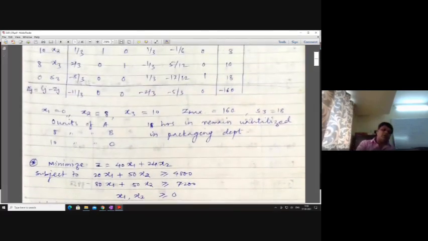We are now interested in finding out the standard form of this second problem. Take down this third problem. Minimize Z is equal to 40x1 plus 24x2. You just take down this problem. We are going to solve this by using the simplex method. Have you taken it down?